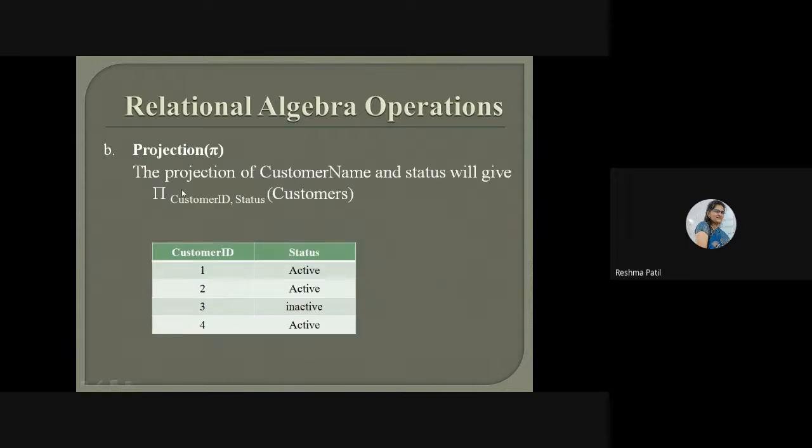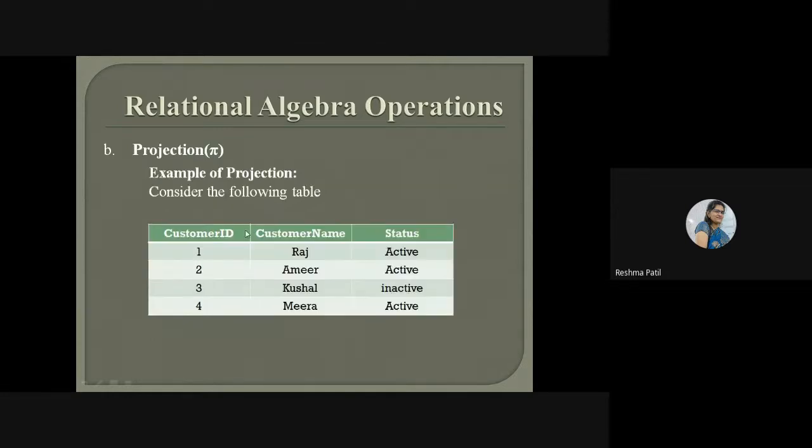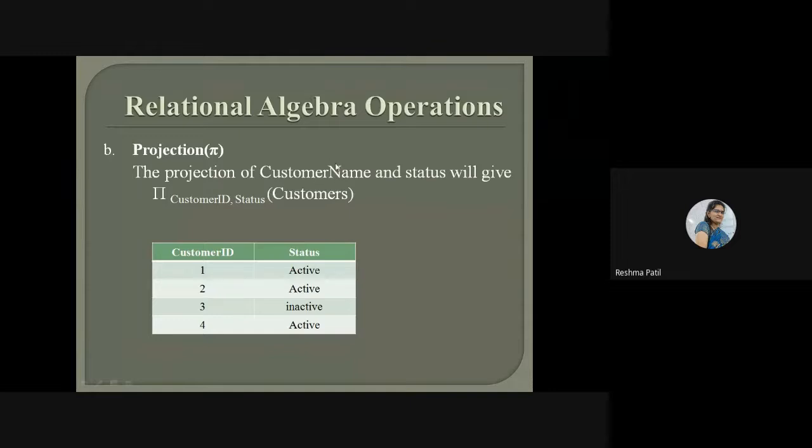First, this is the query. The projection of customer name and status: in total there are three columns, customer ID, customer name and status. And what do you want to show? Customer name and status. Only these two columns we have to show to the user. Then you will use the projection operator.